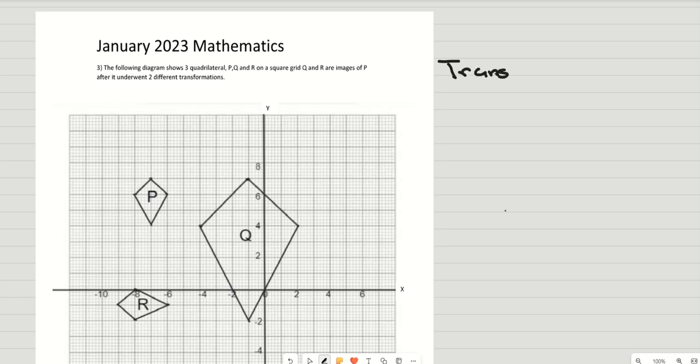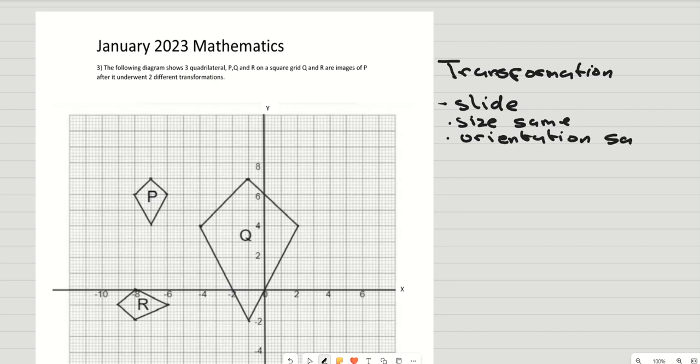There are 4 types of transformations that they bring. Right? The first transformation is a slide. And to know that it is a slide, the orientation is the same. Right? The size is the same. And the orientation of the image is the same. Right? Number 1, this is the first one, a slide.